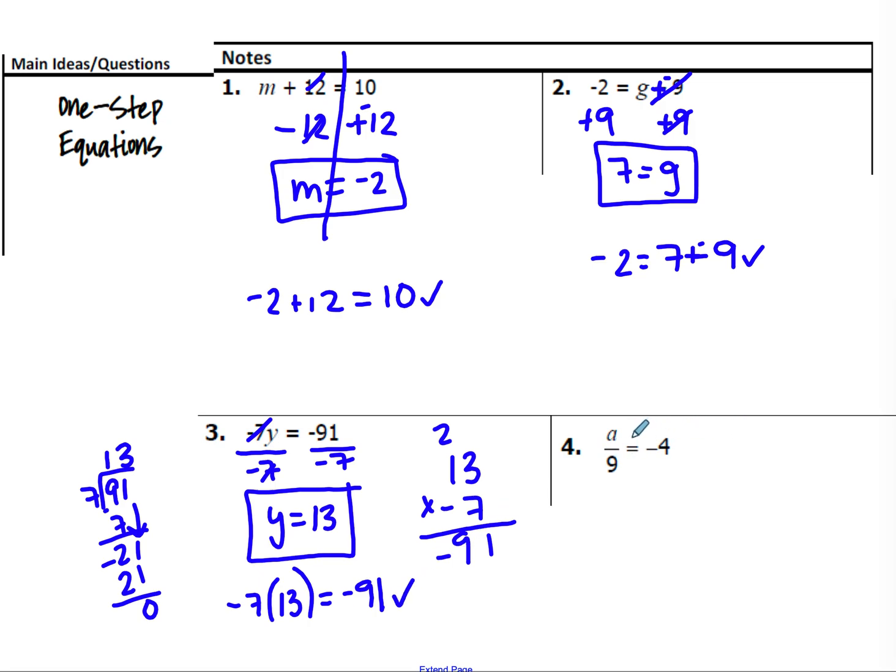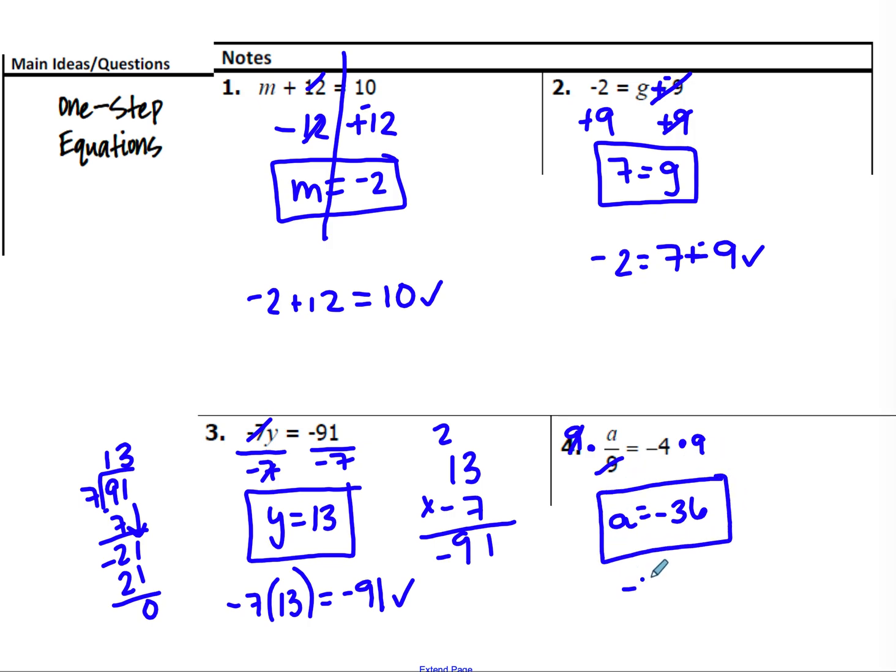And then our last one-step equation, this is division, we cancel out with multiplication. a divided by 9 equals negative 4. We're going to start by multiplying by 9 on both sides. 9 divided by 9 is 1, so I'm left with a. Negative 4 times 9 is negative 36. Different signs, answer's negative. So I have a equals negative 36.